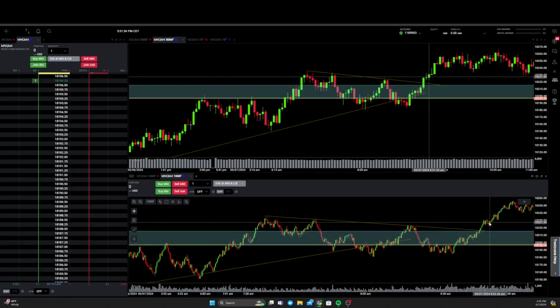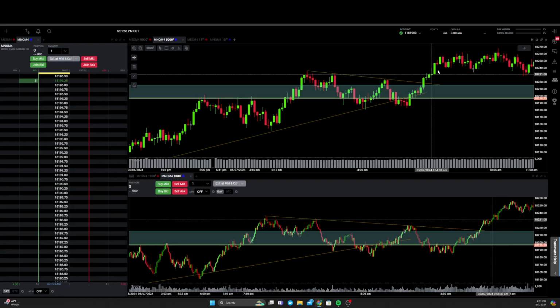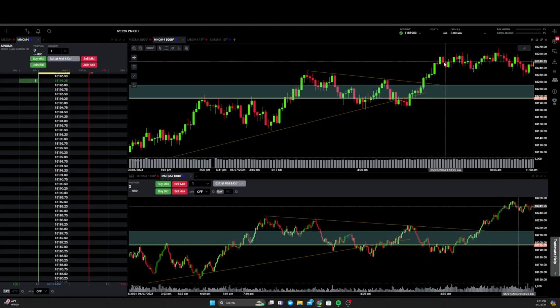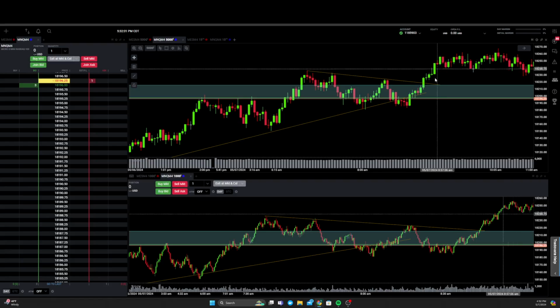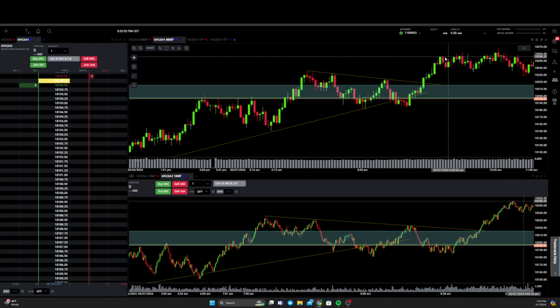We got this breakout of this downtrend here and got a really nice move to the upside from that, about 40 points or so to the upside without really a pullback.